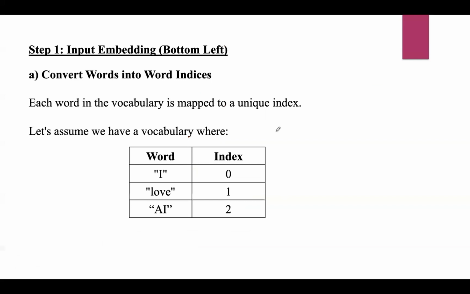First, step 1, that is input embedding. Here we need to convert the given words into word indices. Each word in the vocabulary is mapped to a unique index. Say the given words in a sentence are I love AI. For every word we give an index value. We are just assuming that we have a vocabulary like this, and these are the corresponding index values.